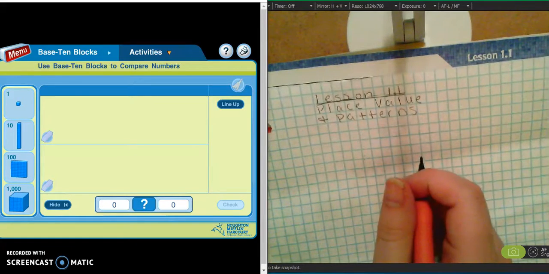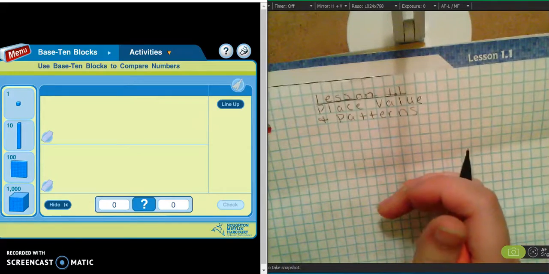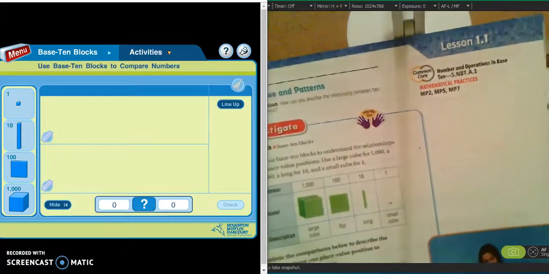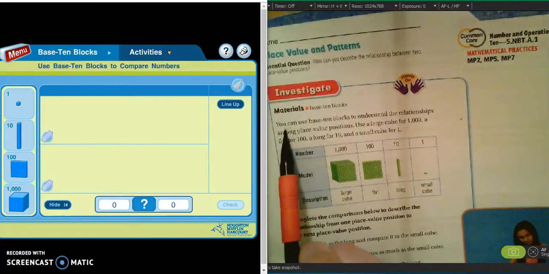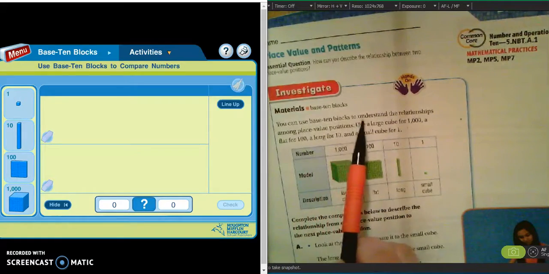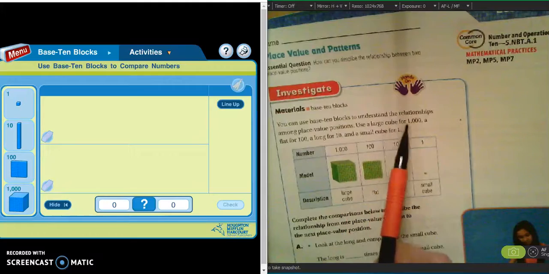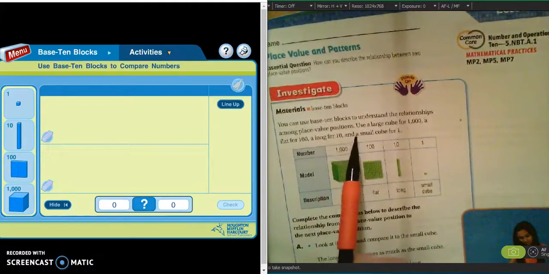This lesson is going to look a little differently, as there's not going to be a ton of writing, a lot of showing. So, if we look at the lesson, under the Investigate, it says, you can use base-ten blocks to understand the relationships among place value positions. Use a large cube for 1,000, a flat for 100, a long for 10, and a small cube for 1.